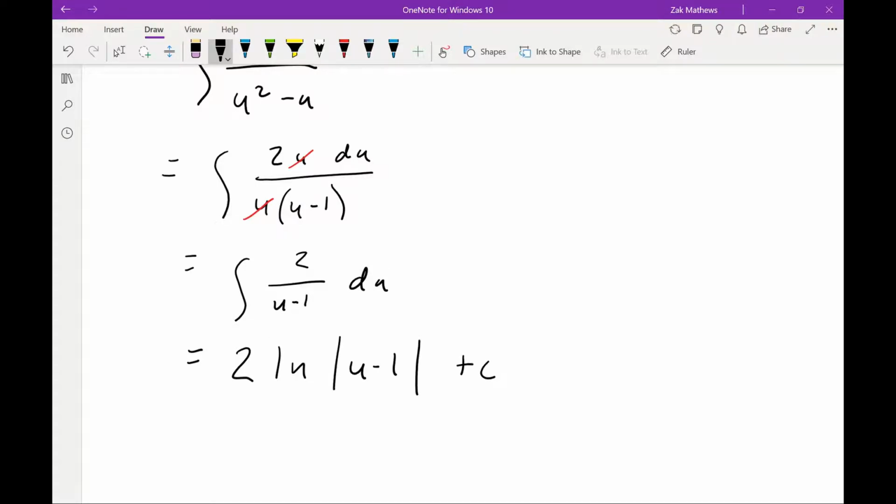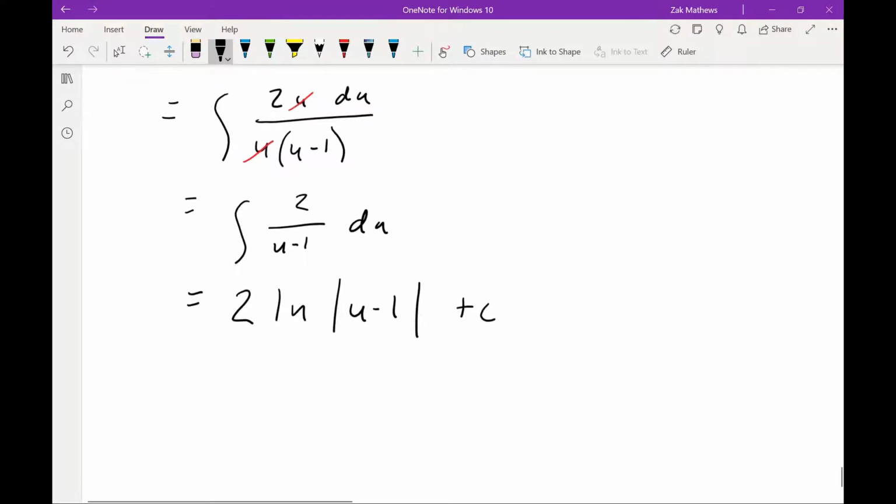Of course, we need the plus C. And it does need to be the absolute value of u minus 1. Remember, when we take the antiderivative of 1 over x, it is the natural log of the absolute value of x. So at this point, we're almost done. We just need to replace that u with what u was, which is the square root of x. And there we have it.